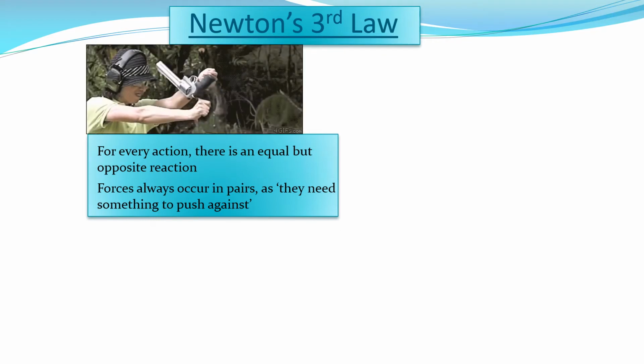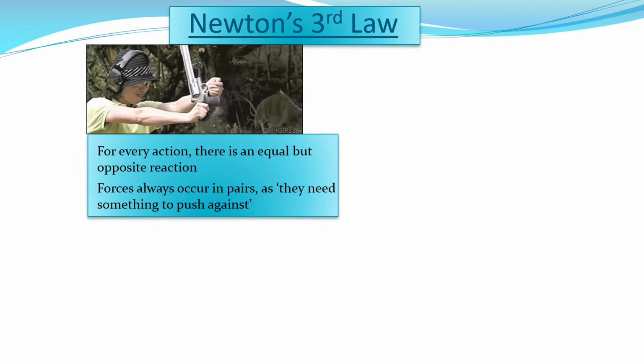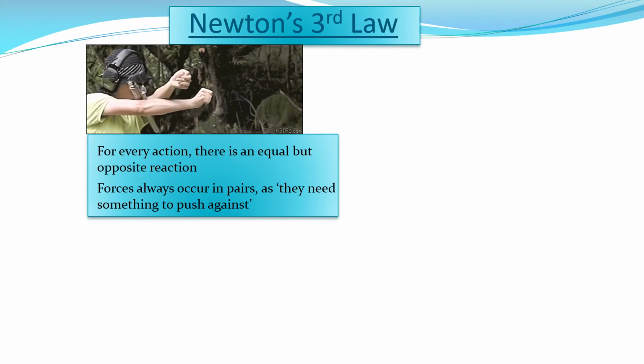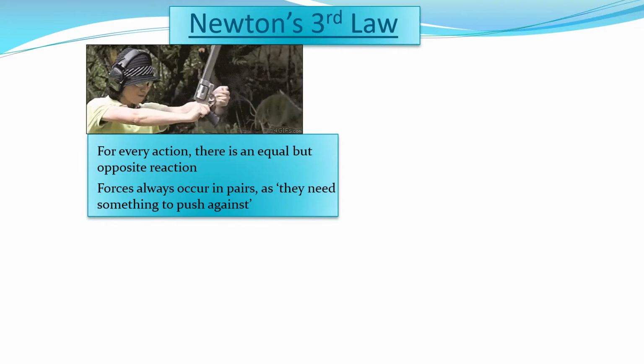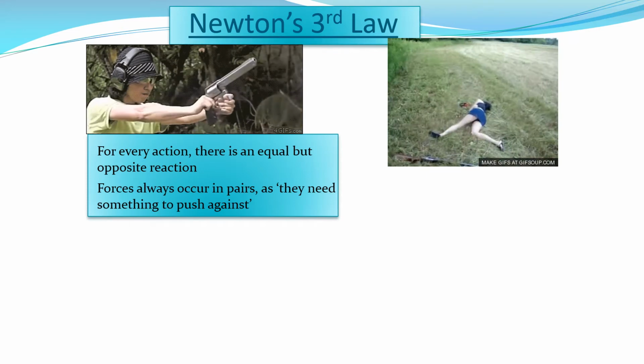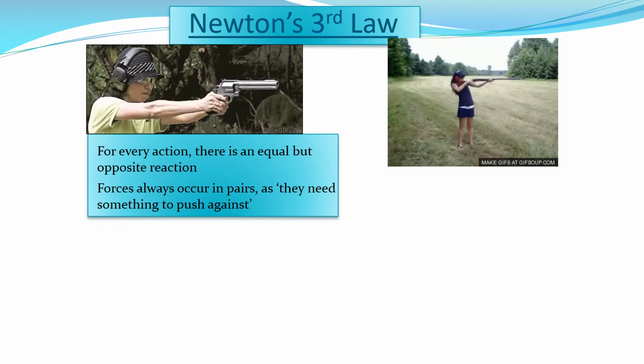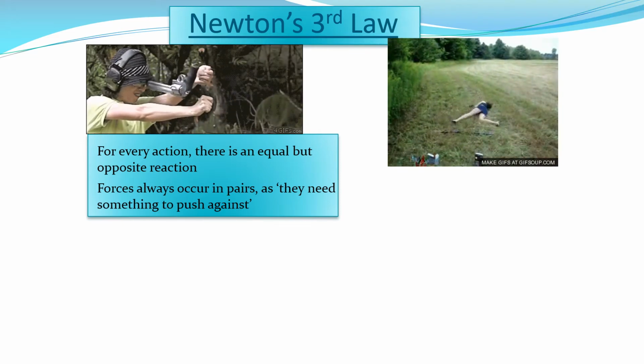You've probably all seen GIFs like this of folk getting recoil from guns. When you fire the gun, there's a huge force put on the bullet to fire it forward, and then that bullet puts the same force back on the gun, which, if you're not expecting it, can lead to things like that. I'm sure these are probably exaggerated a bit, but you get the idea.